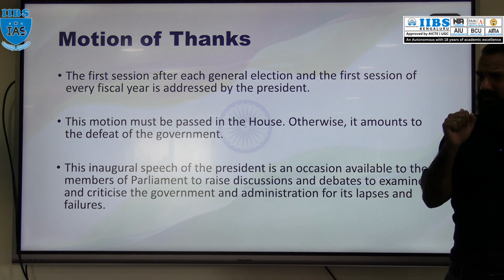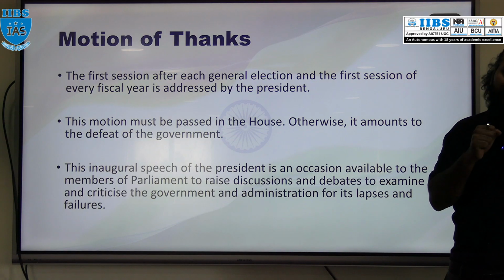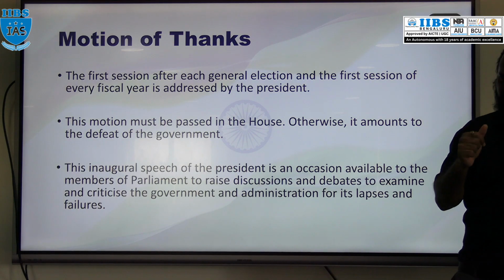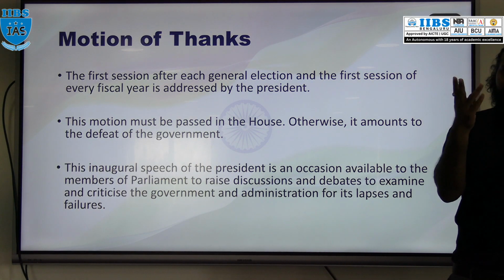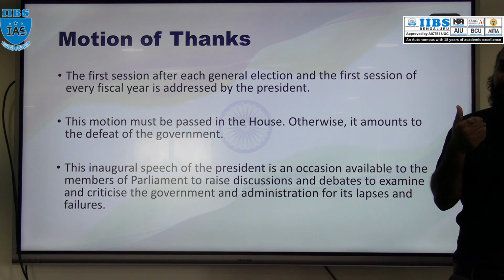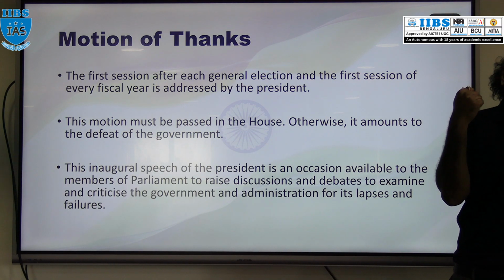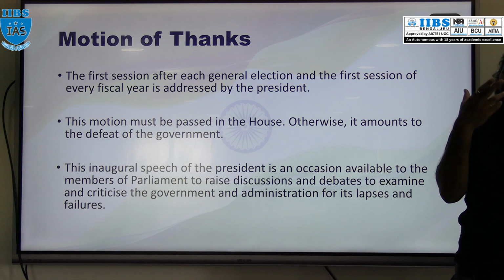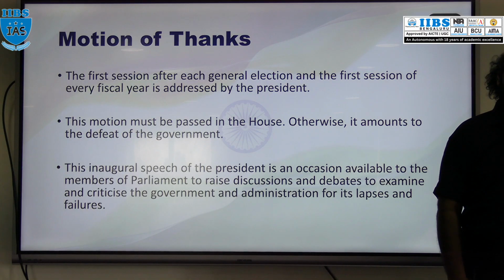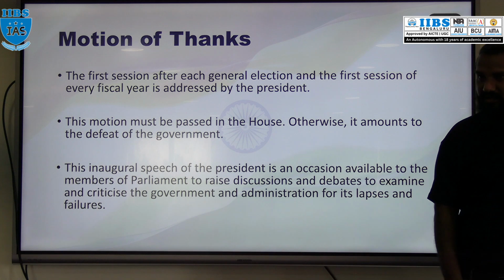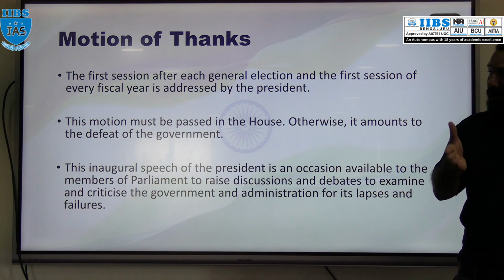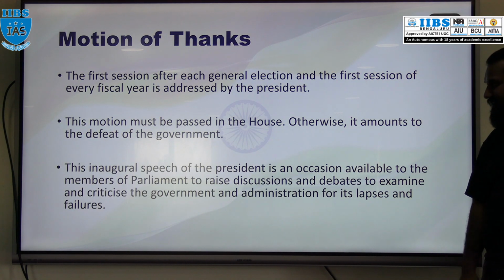The president will address both the houses of parliament at the beginning of every new year, that is before the budget session, and the president also addresses the Lok Sabha when a new Lok Sabha has been elected. This presidential speech has been taken from the UK Constitution, where the Crown delivers the speech. After the speech, the house has to thank the president. For that they need to take up the motion of thanks.